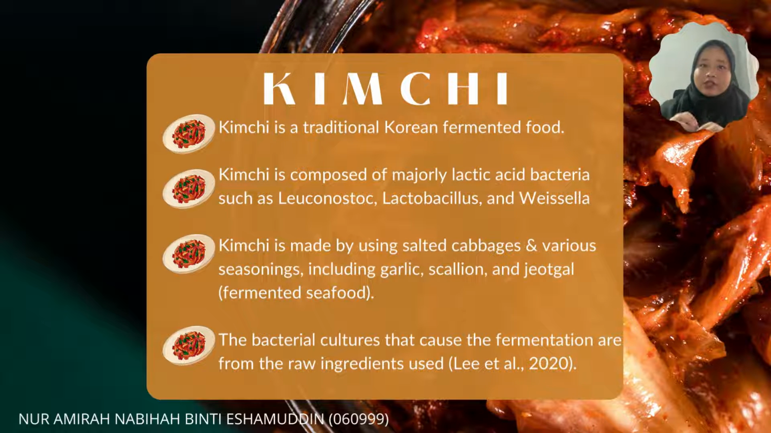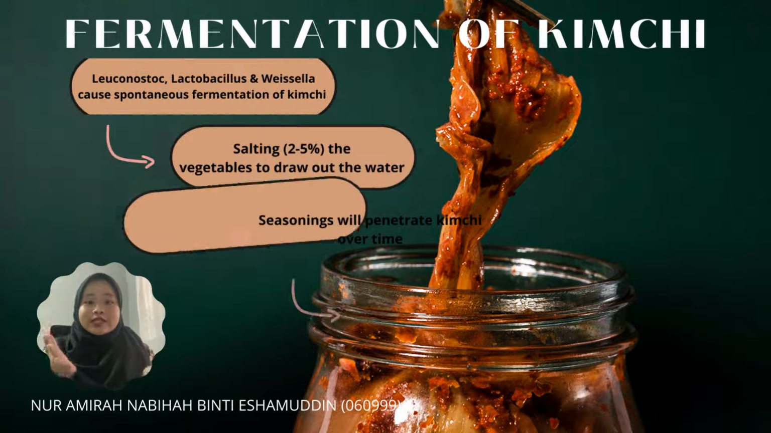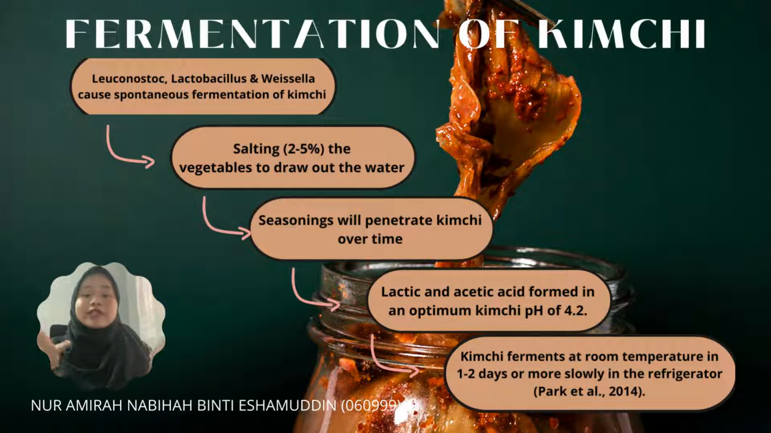Kimchi is a traditional Korean fermented food. It is composed of mostly lactic acid bacteria such as Leuconostoc, Lactobacillus, and Weissella. Kimchi is made by using salted cabbage and various seasonings including garlic, scallion, and jeotgal, which is fermented seafood. And the bacterial cultures that cause the fermentation are from the raw ingredients themselves. So this is how fermentation of kimchi happens.